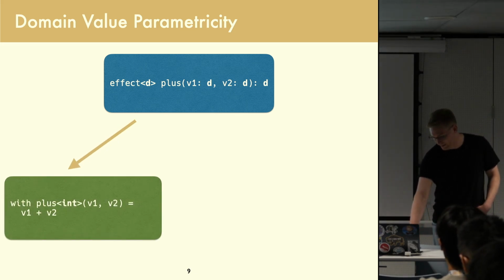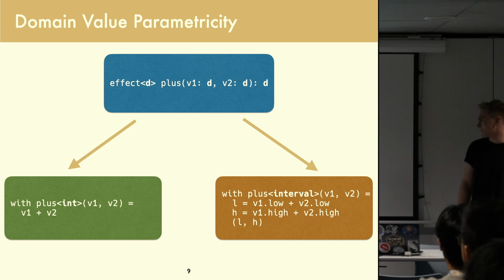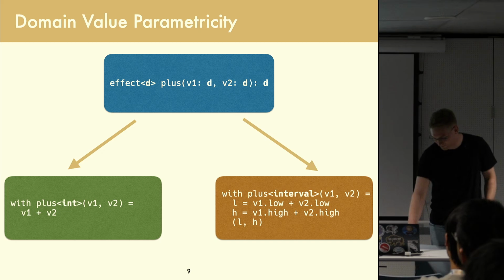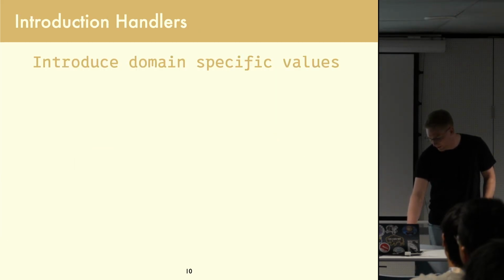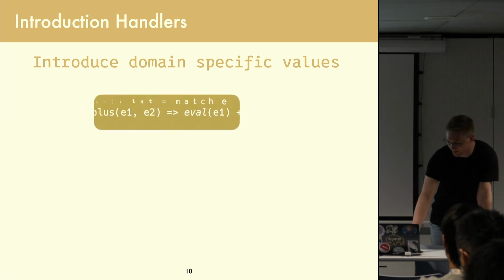So a handler for this effect for integers would look like simple addition in your meta language, where we have the plus operator. And for intervals, we can give it new semantics, where we take the low and high values, add them, and then get a new interval. And we call these introduction handlers because they simply introduce domain-specific values.